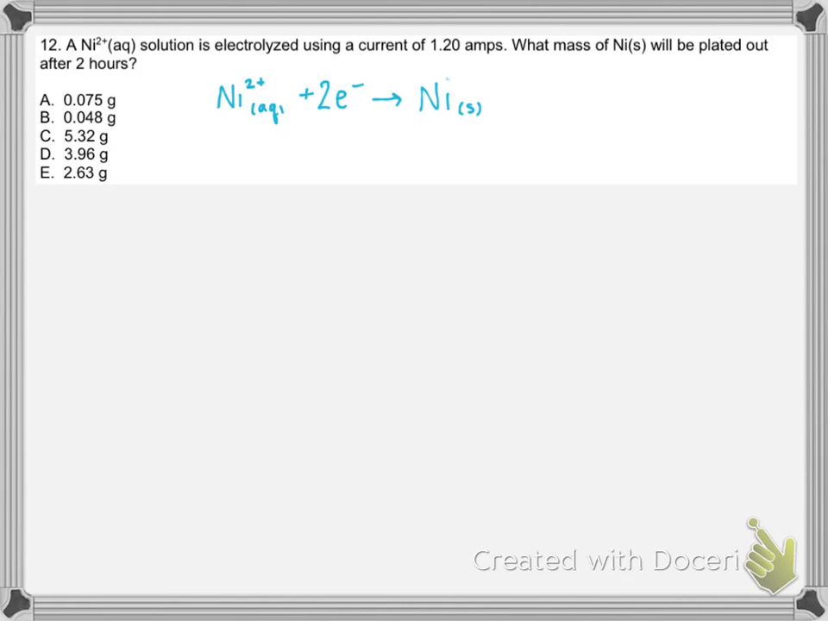In number 12, we're trying to figure out how much nickel we can plate out if we were running a current in 1.2 amps over the course of 2 hours. So here I've written the reaction that would take place at the cathode, where we're adding 2 electrons to the nickel to make that solid that we're interested in. And so when you see amps, I always automatically write it as 1.2 coulombs per second.